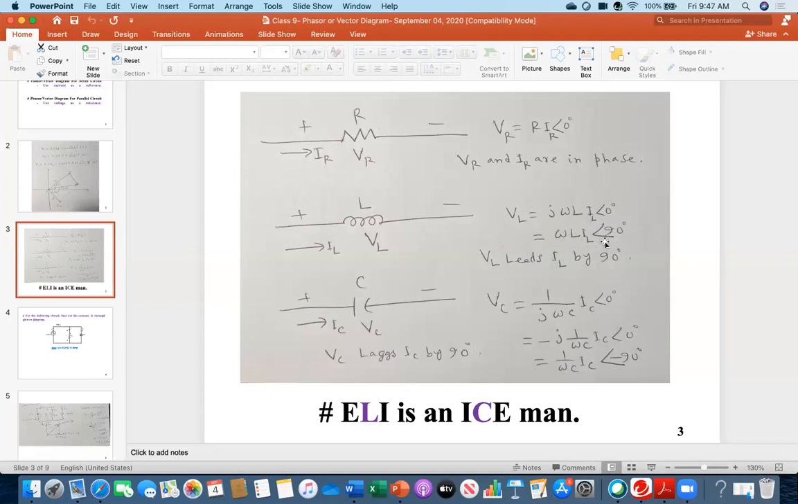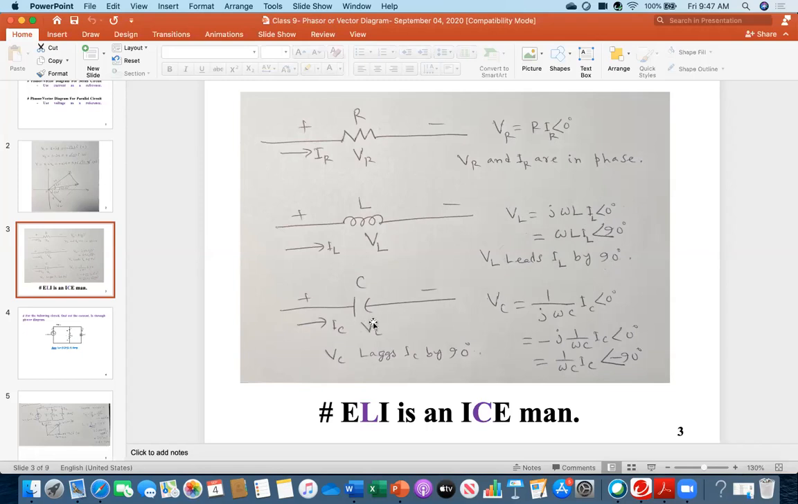So what does that mean? If you plot this, you have to go anti-clockwise 90 degree with respect to current. Current is my reference. In each case, I have assumed current is my reference and current has 0 degree. That is my assumption in each case. But for voltage, I am getting 90 degree. This means with respect to current, voltage will be 90 degree anti-clockwise. So you can say that voltage leads current by 90 degree in the case of an inductor. That is the conclusion I have written.